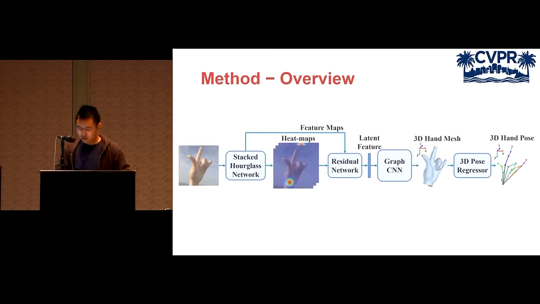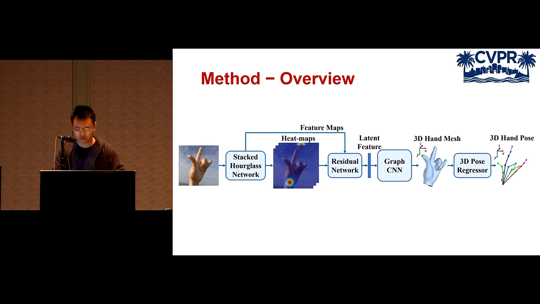As shown in this figure, the input RGB image is passed through an hourglass network to infer 2D heat maps of hand joints. The 2D heat maps combined with the image feature maps are encoded as a latent feature vector using a residual network. The encoded latent feature is the input to a graph neural network to infer the 3D coordinates of hand mesh vertexes. The 3D hand joint locations are then regressed from the 3D hand mesh.